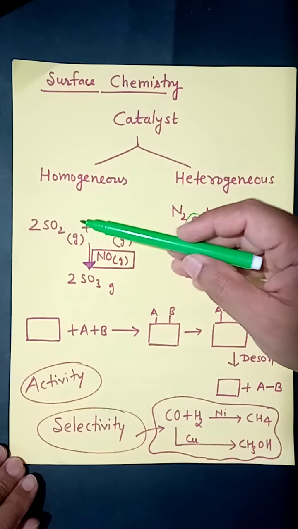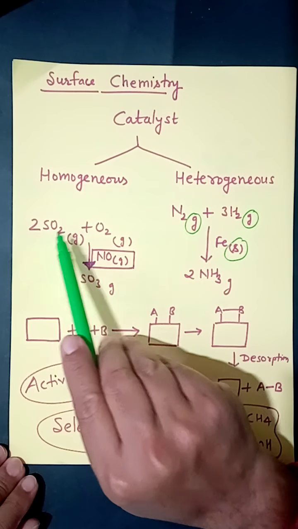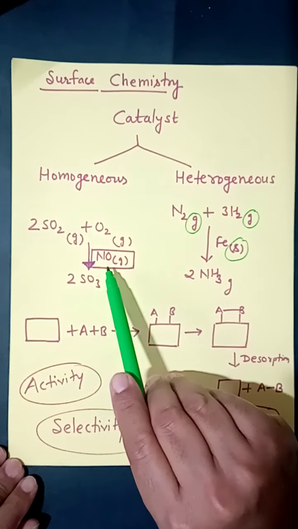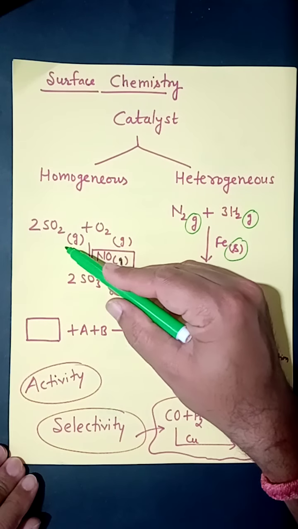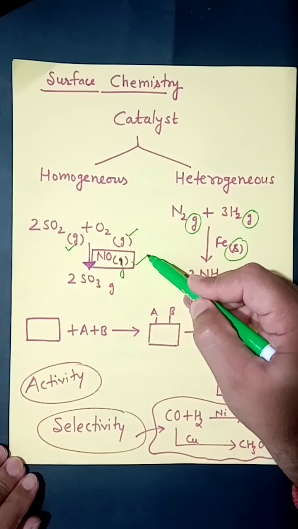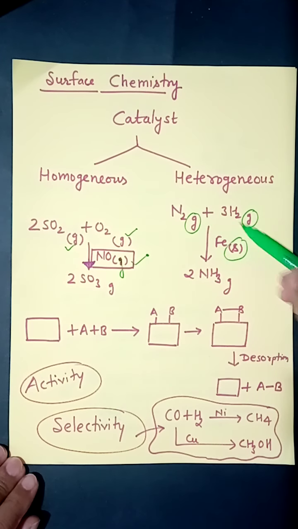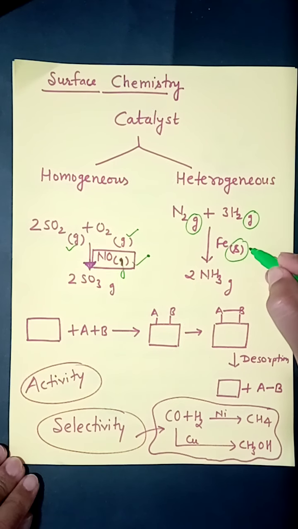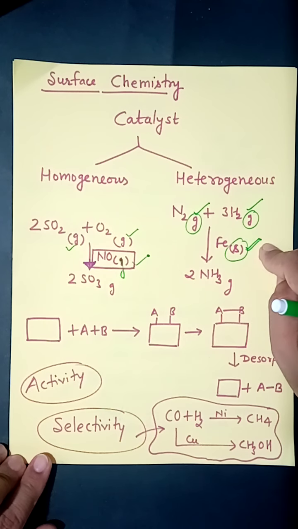When the physical state of reactants and catalyst is same, here you can see these are the reactants sulfur dioxide and oxygen, both are in gaseous state, and the catalyst is nitric oxide NO. This is also a gas. So when physical state of reactant and catalyst is same, then it is known as homogeneous catalyst. But if the physical state of reactant and catalyst is different, then it is known as heterogeneous catalyst. Here nitrogen and hydrogen are gases, but iron, which is catalyst, is solid. So if the physical state of catalyst is different than the physical state of reactants, it is known as heterogeneous catalyst.